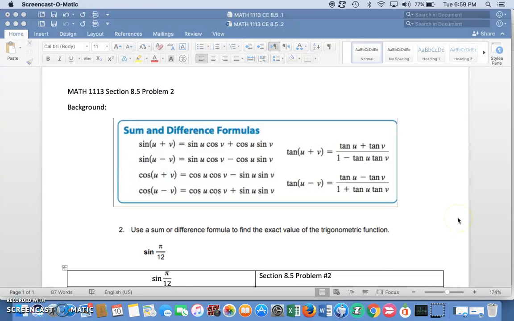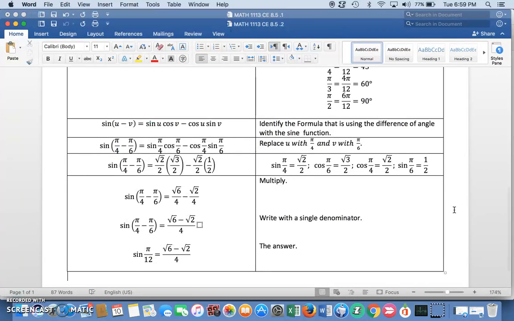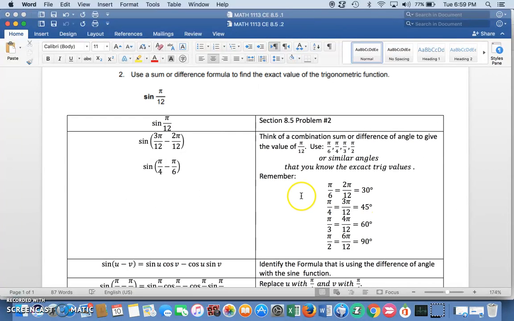Okay, 8.5 problem 2, you're still dealing with the sum and difference, but instead of the angle being in degrees, this time the angle is in radians. So, just to give you some idea of radians, you need pi over 6, pi over 4, pi over 3, pi over 2. This particular angle is pi over 12.